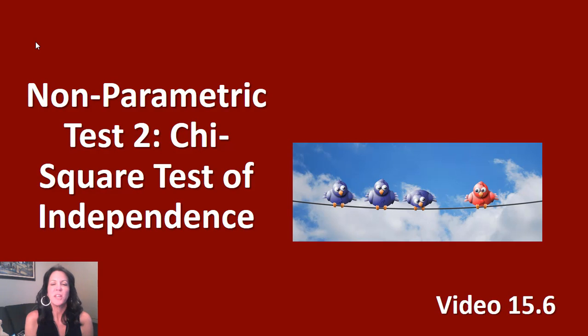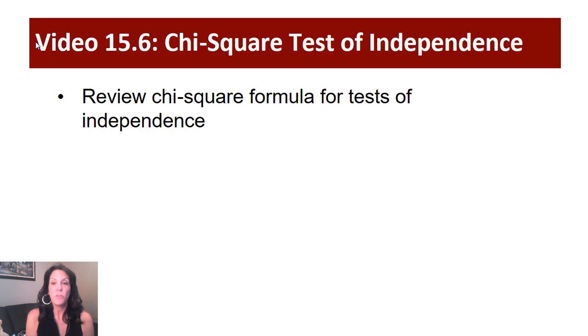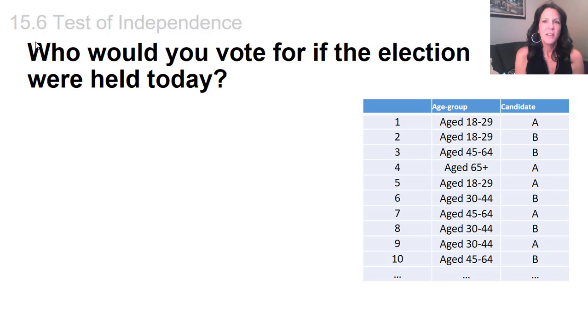And now I'd like to present to you the chi-square test of independence. We're going to review the formula for it, and we're actually going to calculate one using Excel. So we've been talking about candidate preference surveys.